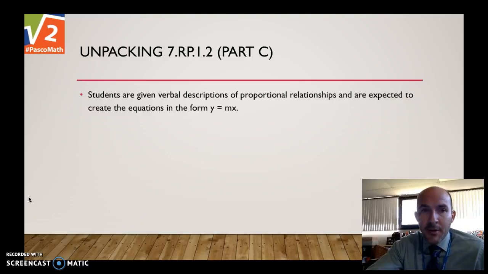So students do have previous knowledge from the standard. They were in Part B expected to read equations and find the unit rate. And now we're moving to when students are given the verbal descriptions of proportional relationships, they're going to be expected to create the equation in the form y equals mx.